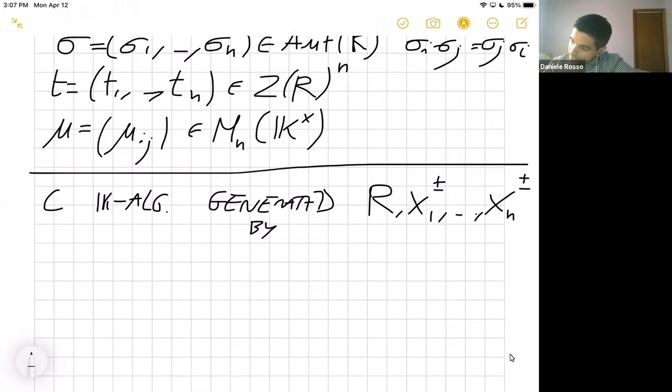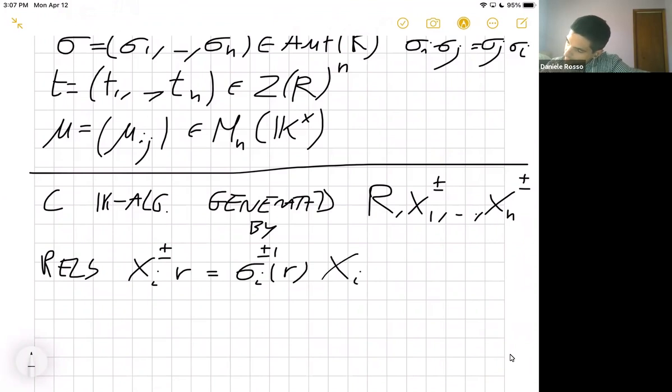So the relations I have are that x_i plus or minus times r is equal to sigma_i to the plus or minus 1 of r times x_i plus or minus. So passing one of these generators through the ring R applies the automorphisms. And then if I multiply x_i plus with minus, I get the t_i. Those were the parameters from the center of the ring R. But they don't commute. So if I do it the other way, I get sigma of t_i instead.